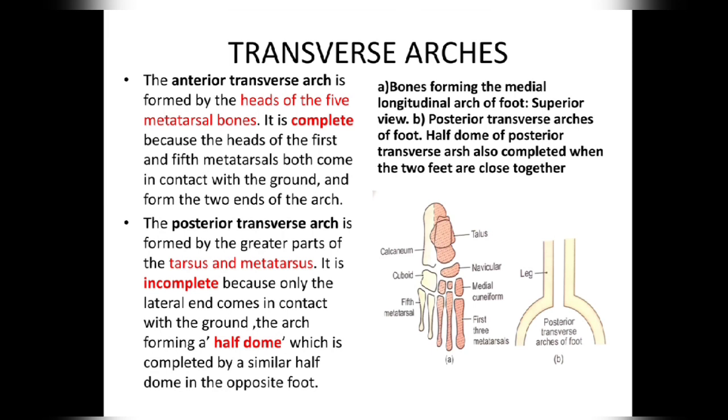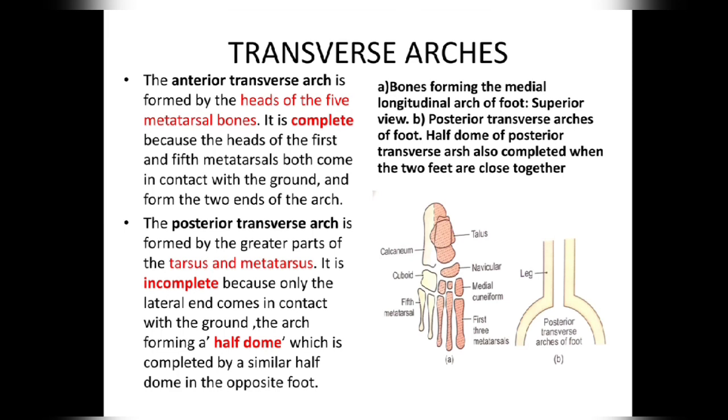Transverse arches. Anterior transverse arch formed by heads of 5 metatarsal bones. It is complete because the heads of the first and fifth metatarsal both come in contact with the ground and form the two ends of the arch. Posterior transverse arch formed by greater part of the tarsus and metatarsal.